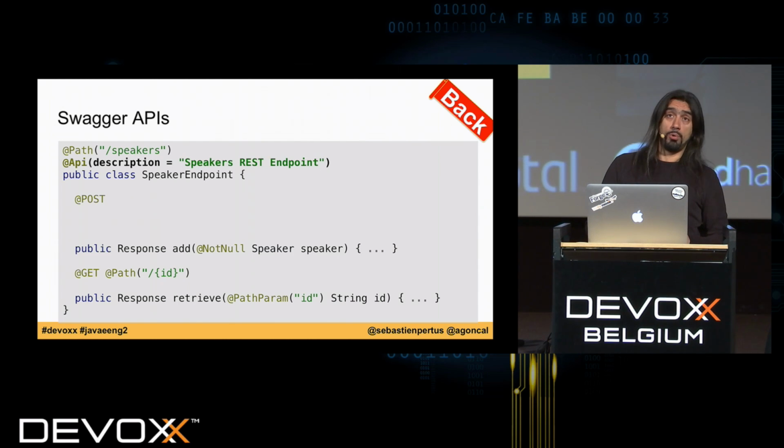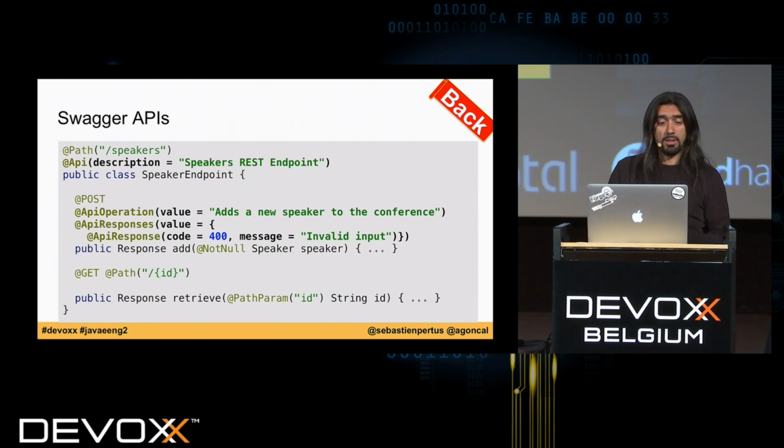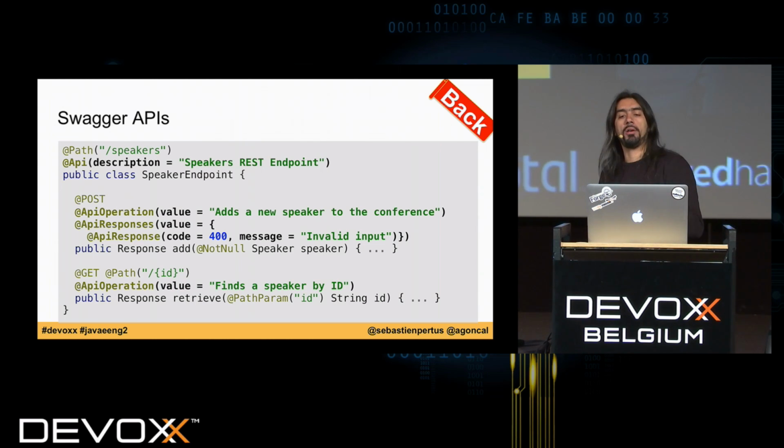Then I have a post, so I can create a new speaker. Again, I have annotations saying this method adds a new speaker to the conference. And it can return either a 400, a 404, a 304, and so on. And we put these APIs throughout our REST endpoints.